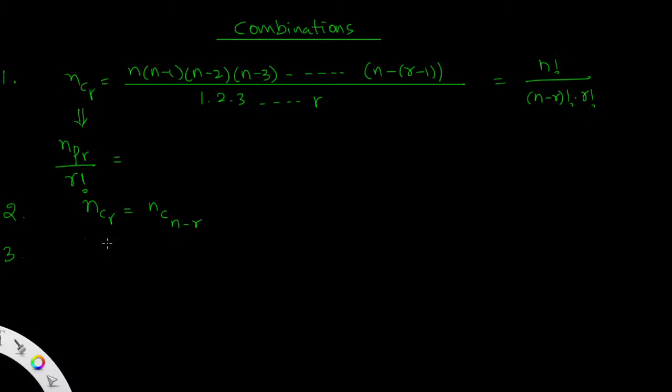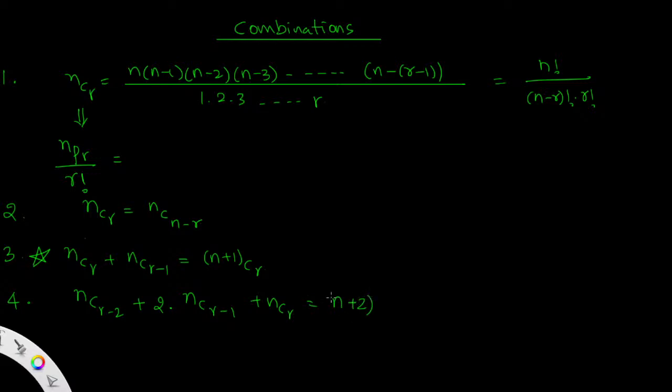Next, nCr plus nC(r minus 1) gives (n plus 1)Cr. This is the most important formula for objective questions. Next, write the formulas daily and you will get the answers very easily: nC(r minus 2) plus 2 times nC(r minus 1) plus nCr equals (n plus 2)Cr.